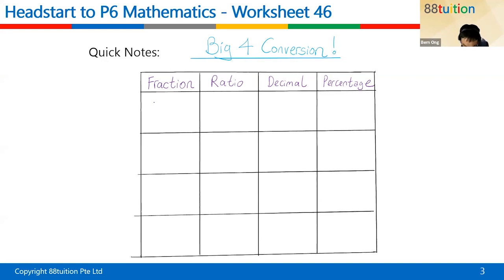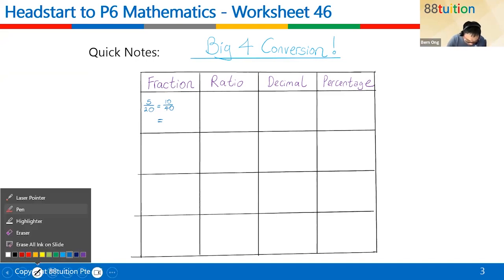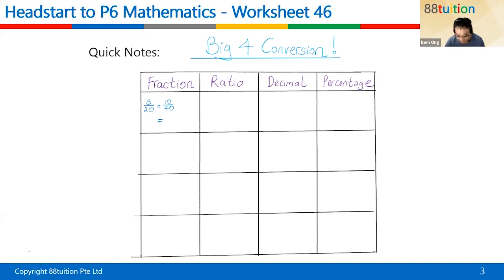Usually the question gives you things like 5/20, or they might use something called 10/40. What must you do? You must automatically reduce to the simplest term. When you reduce to the simplest term, it gives you 1/4. This 1/4 is very popular. Your teacher always uses it. So remember, always present your answer in the simplest form.